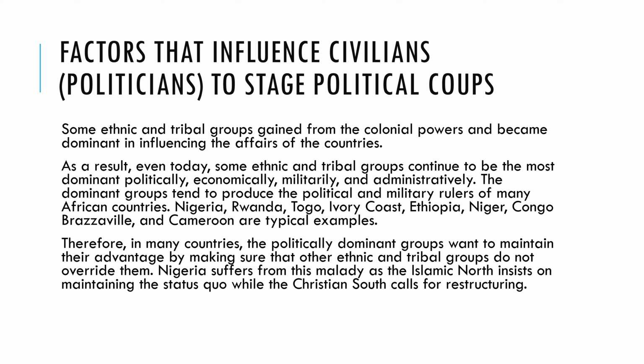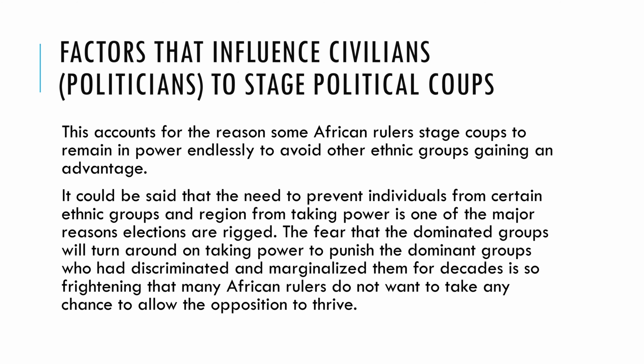Nigeria suffers from this malady as the Islamic North insists on maintaining the status quo, while the Christian South calls for restructuring. This accounts for the reason some African rulers stage coups to remain in power endlessly to avoid other ethnic groups gaining an advantage. It could be said that the need to prevent individuals from certain ethnic groups and regions from taking power is one of the major reasons elections are rigged.